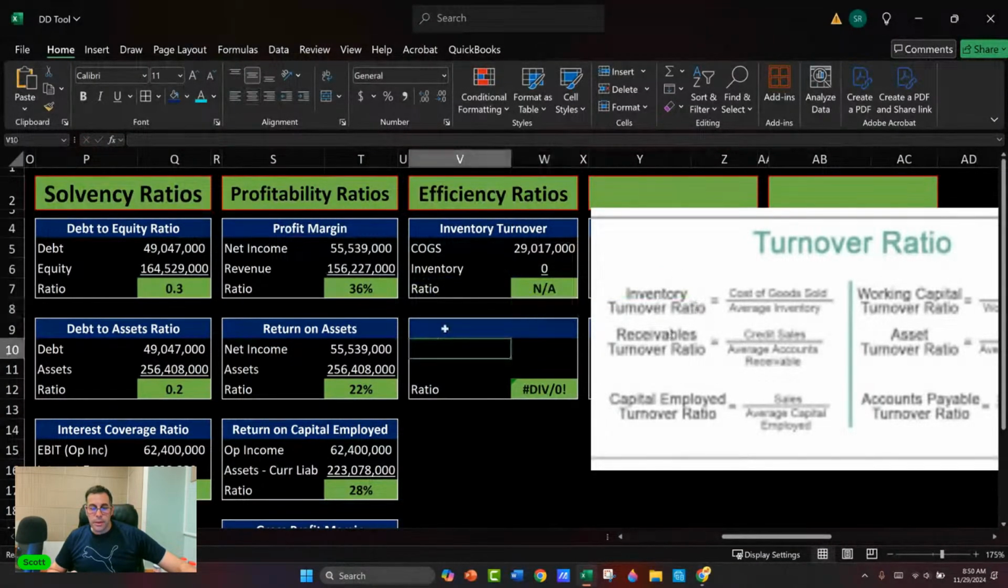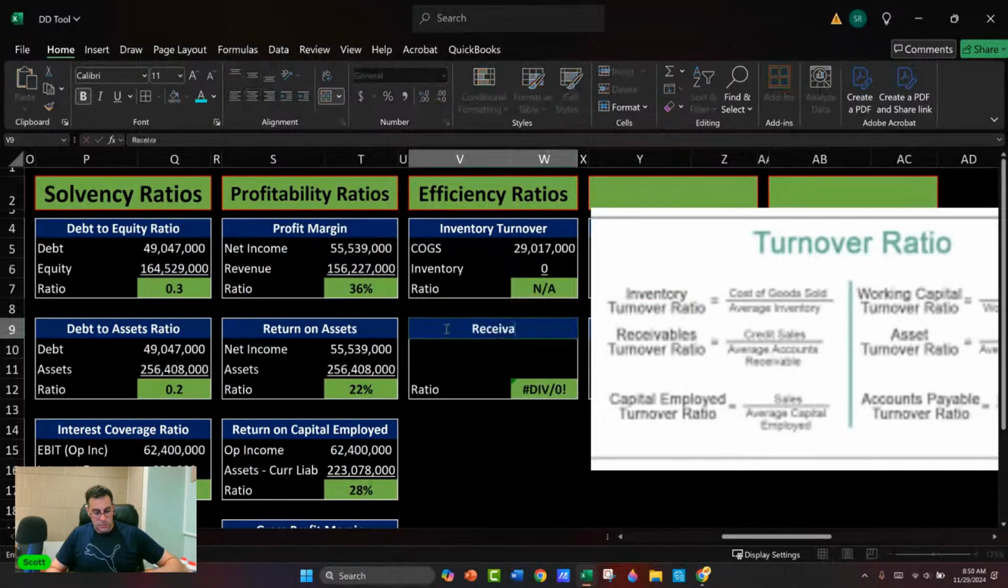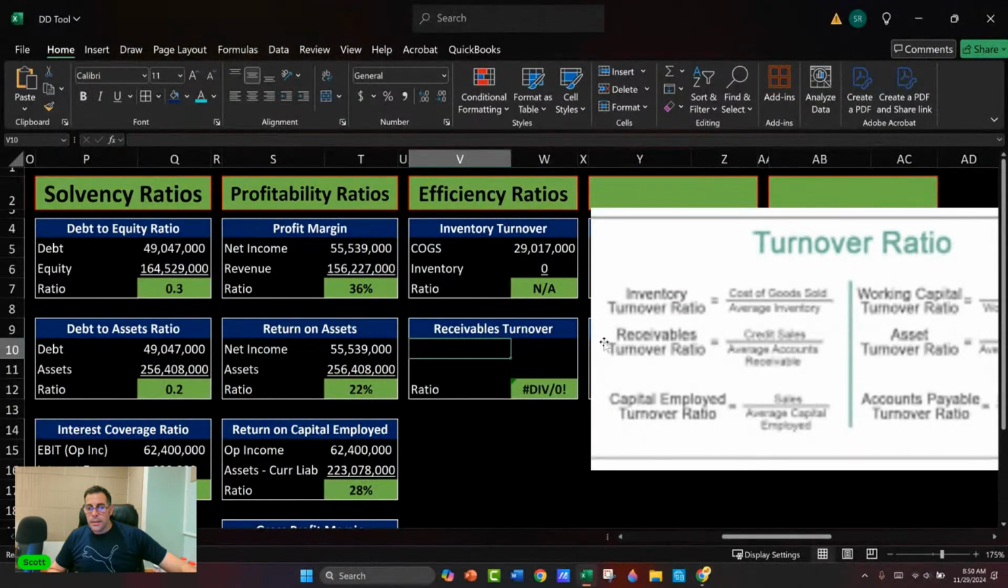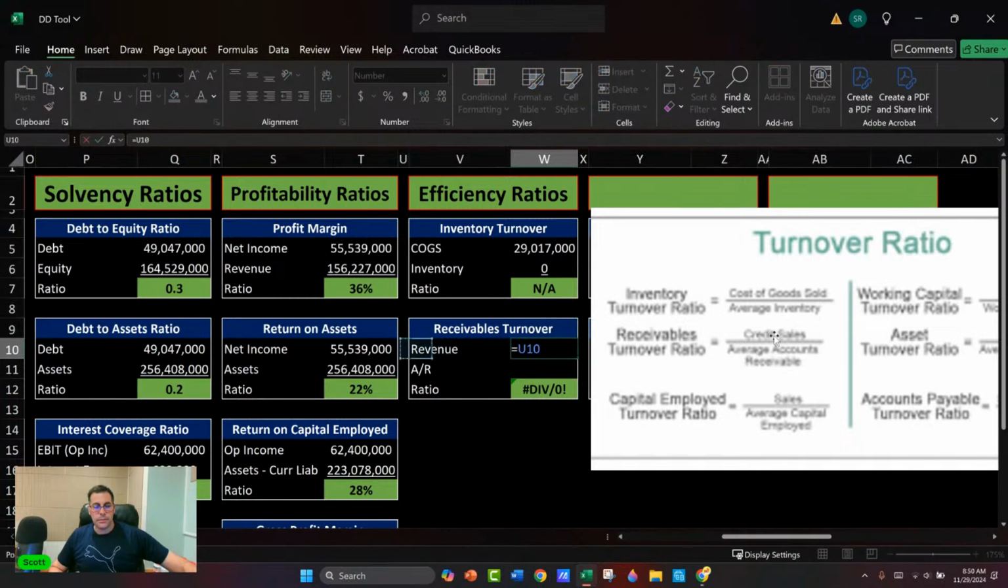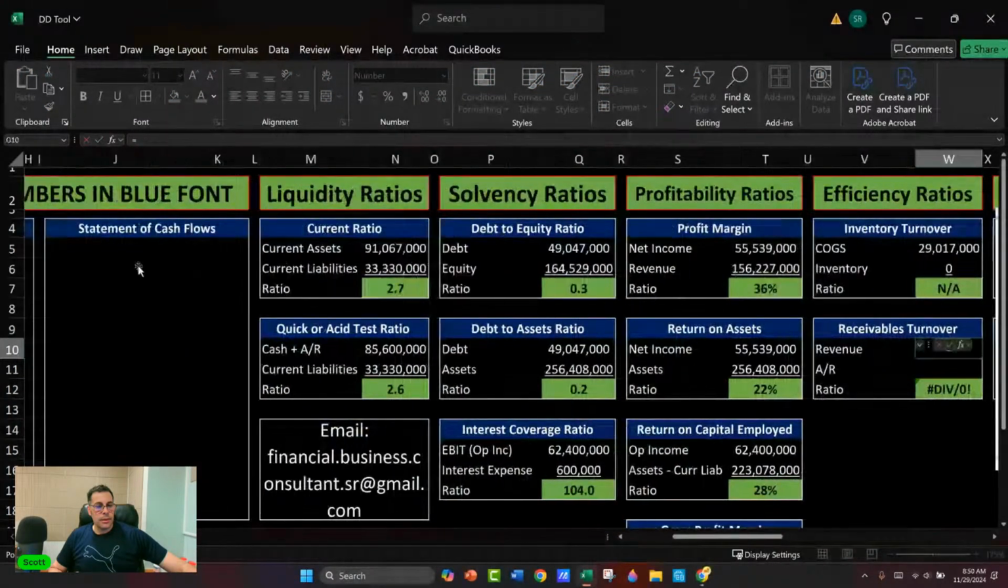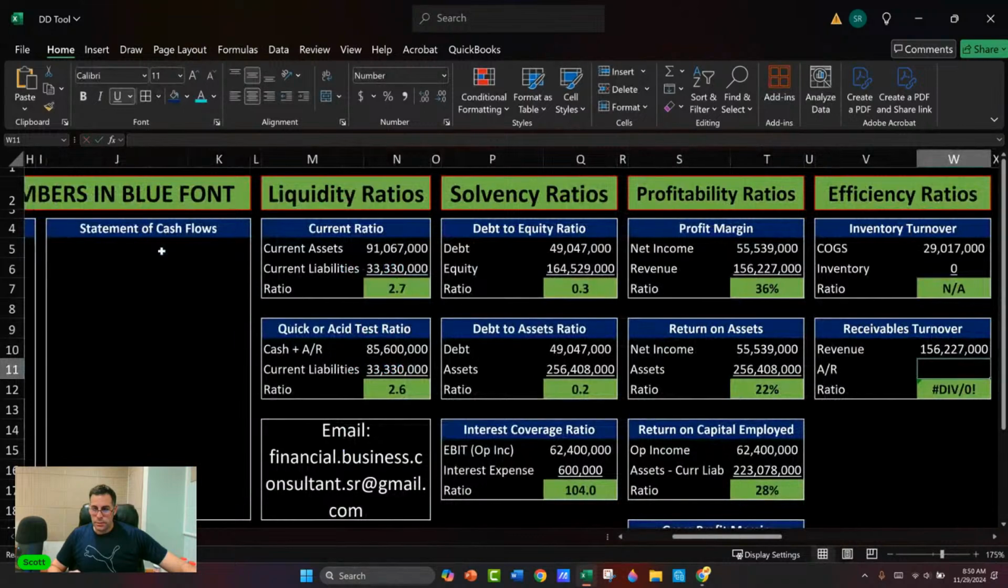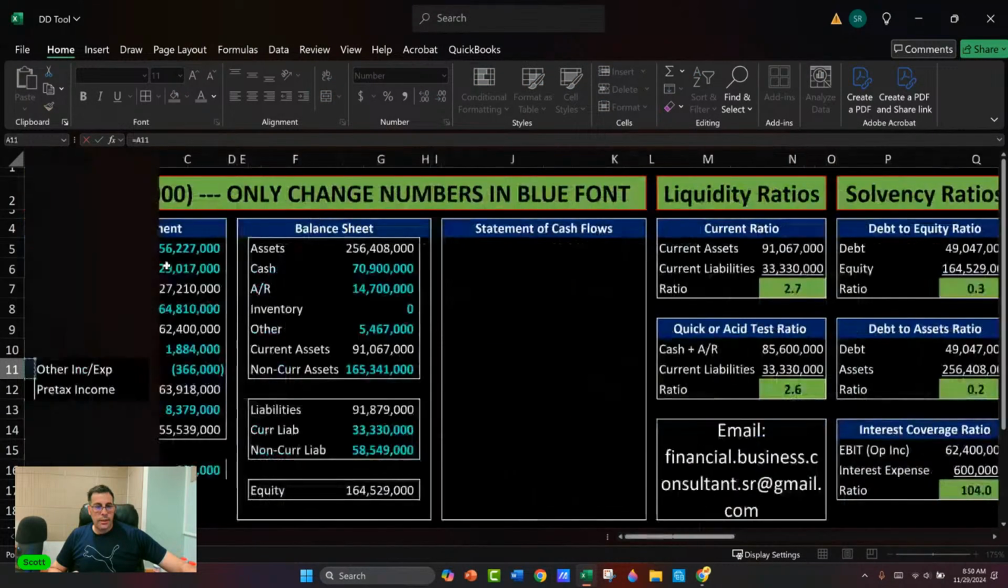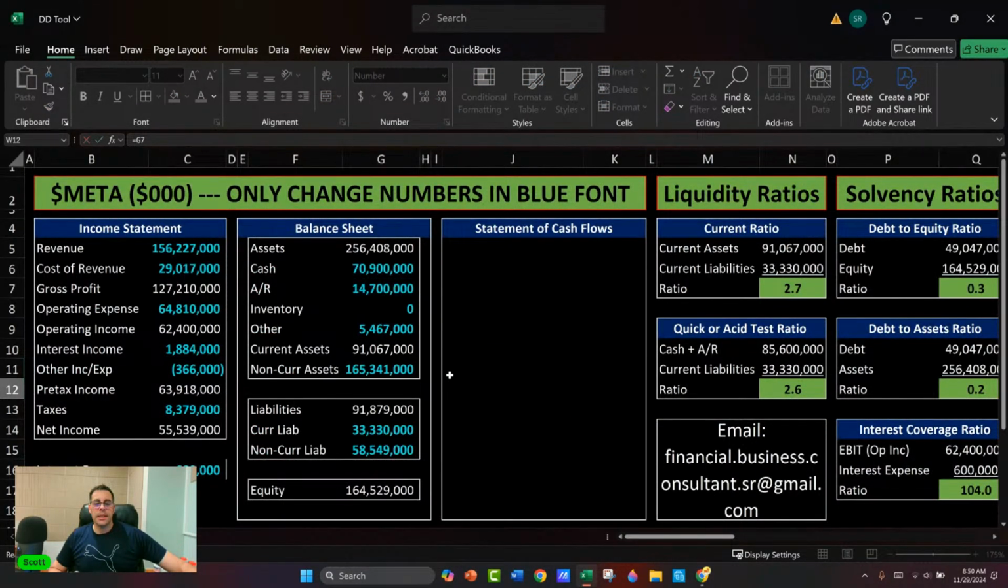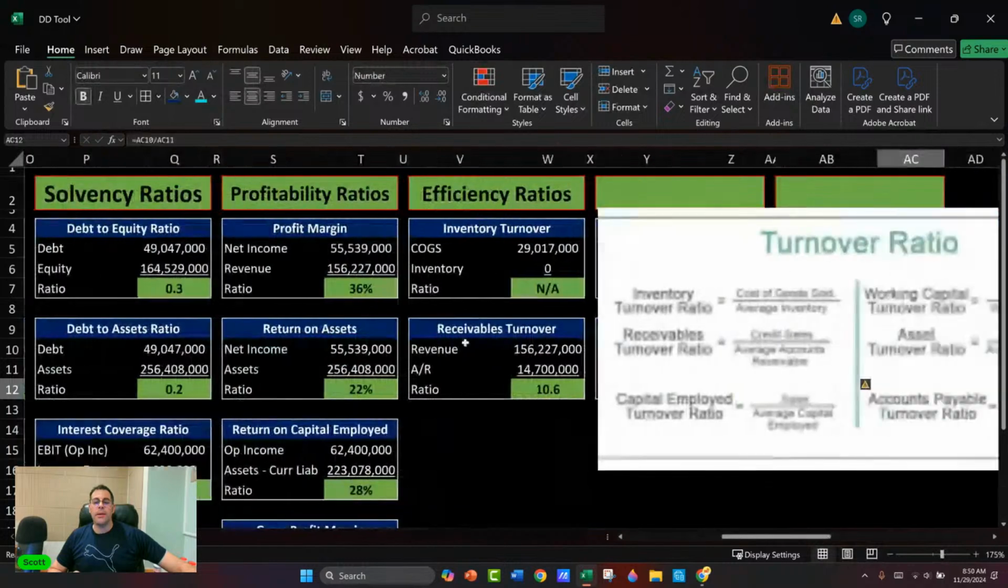Receivables turnover. It's revenue over accounts receivables. So revenue, accounts receivables. Most companies have accounts receivables, even if they don't sell products.